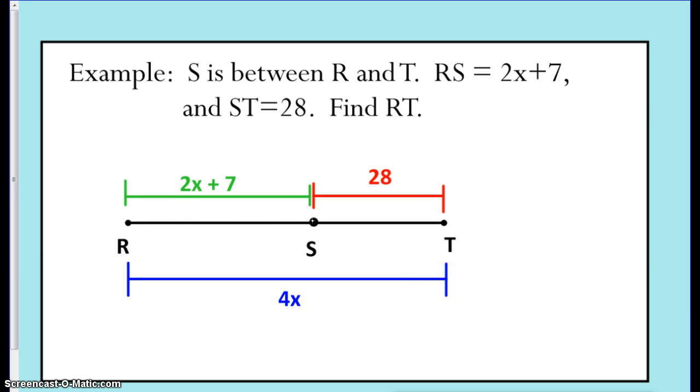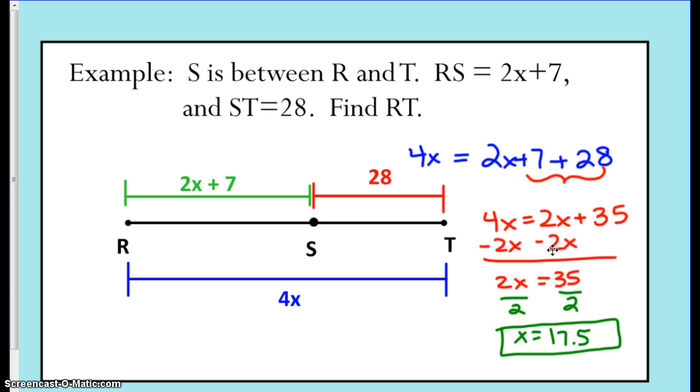Take a look at this piece, RS, and look at this piece, ST. Together, they make up the whole line segment RT. So together, RS and ST make up the whole segment 4X. Now, just by solving by order of operations and moving the x's to one side, we can solve. Pause the video, give it a shot.